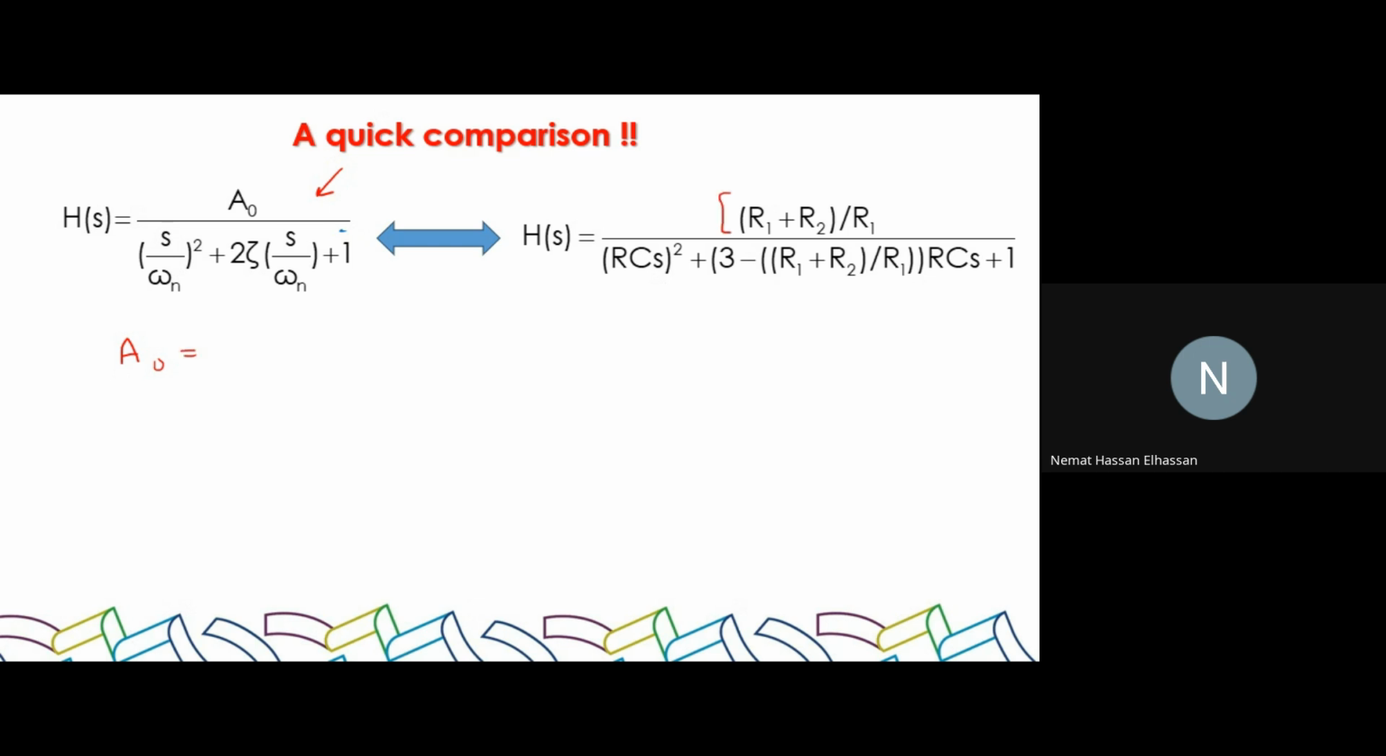It should be equal to this, right? These two should be equal. Do you agree with that? So therefore, A0 is R1 plus R2 over R1.